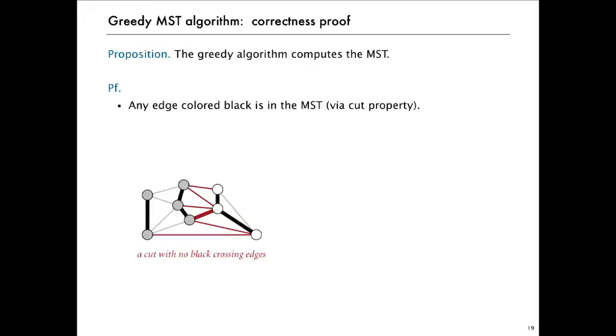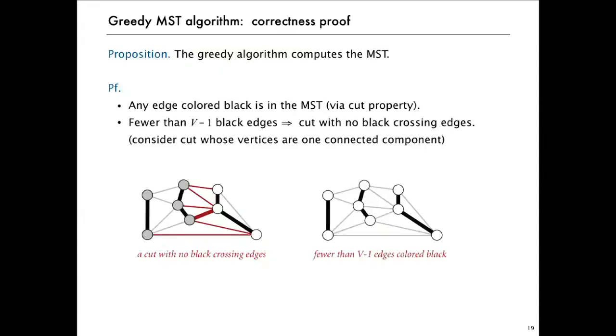First of all, since we took the minimum crossing edge of a cut always to color black, any black edge is in the MST. That's the cut property. Do a cut, no black crossing edges, you can color it black. That's in the MST. So that's the first observation.